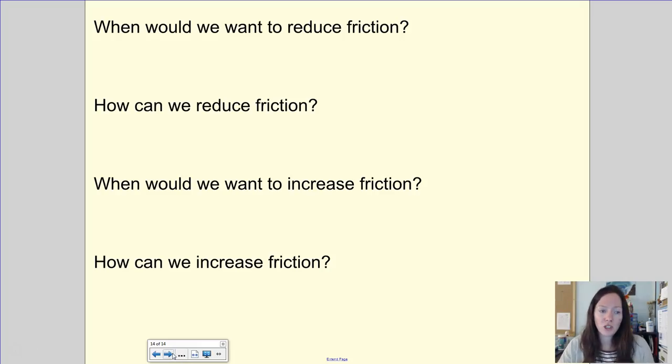So the last thing I want you to do for these notes is to answer these four questions. You're going to write these in your notes right after the last note. What would a situation be when we wanted to reduce friction? We want less friction. And then how could we do that? And then what would a situation be when we want more friction acting between objects? And how would we do that? So go ahead and write the answers to this in your notebook, and we're going to go over that as a class.